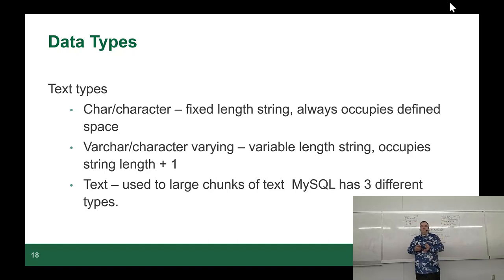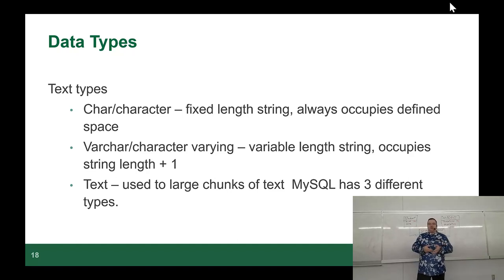So we've got char, character. These are fixed length strings. They always occupy a defined amount of space. So if you create something as char(6), it will always use 6 bytes in the database. If you only feed it one character, it'll pad it to 6. Either put in 6 spaces or it'll put in 6 nulls, but it'll always occupy 6 bytes of space.